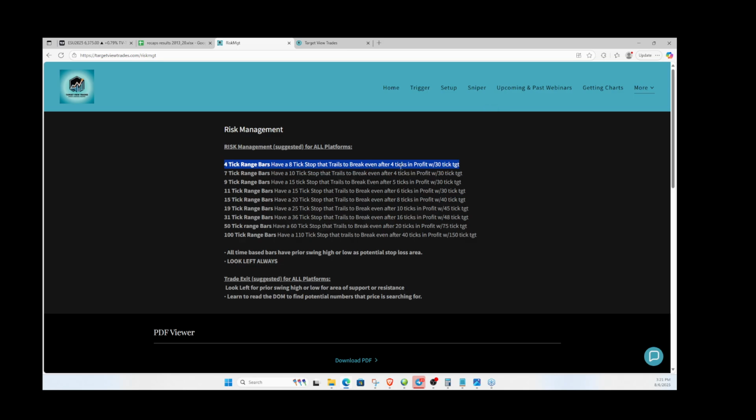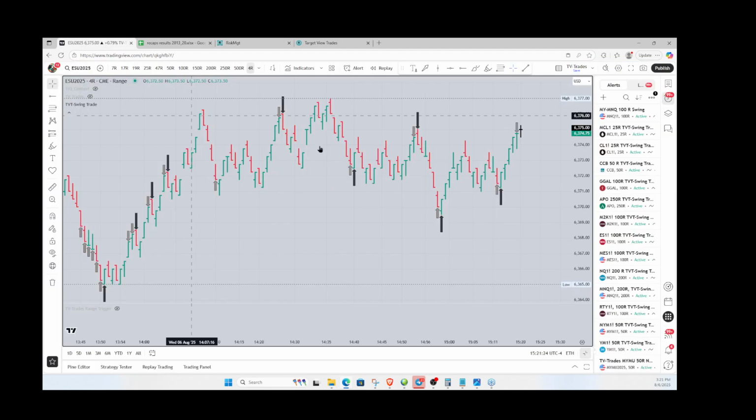It has an 8 tick stop, and moves to break even after 4 ticks in profit. Now the 30 tick target on a 4 range is quite an aggressive target. You probably wouldn't have that. You probably have like a 20 tick target, maybe.